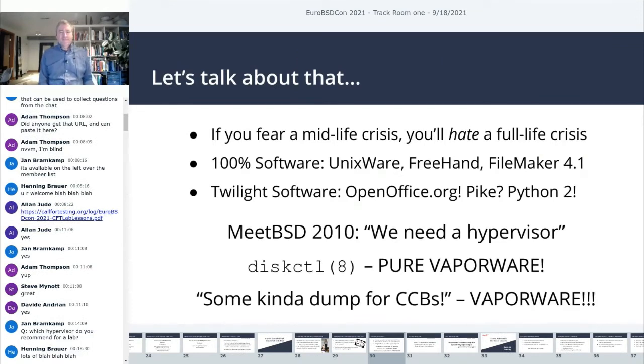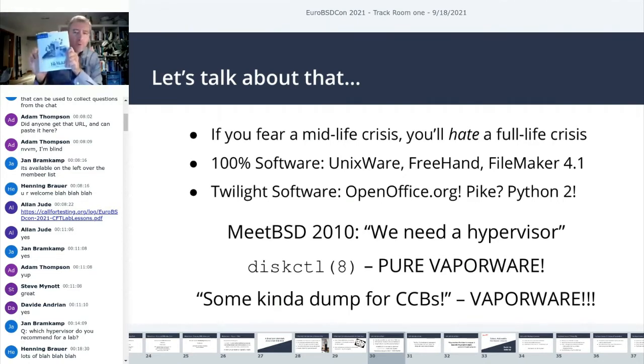That said, if you are so fearful of this 20% or the 50%, I'm thinking, okay, if you're worried about a midlife crisis, you will hate a full life crisis. And I can think of, oh, right here. There are some great examples of 100% software. That's not 20%, not 80%, 100%.